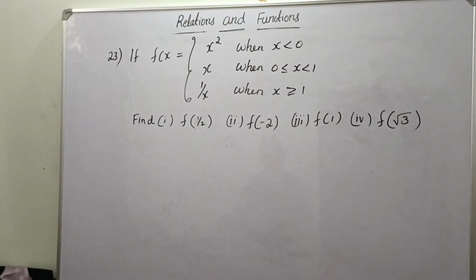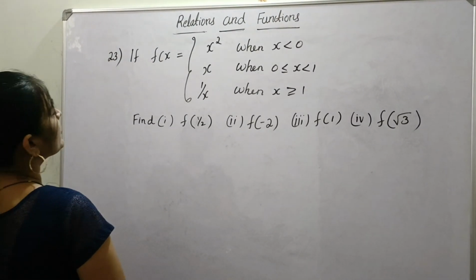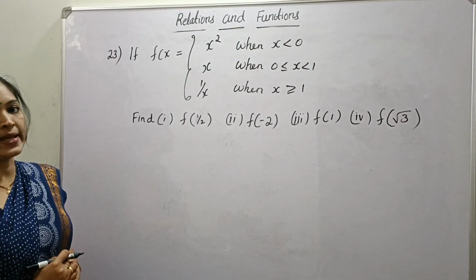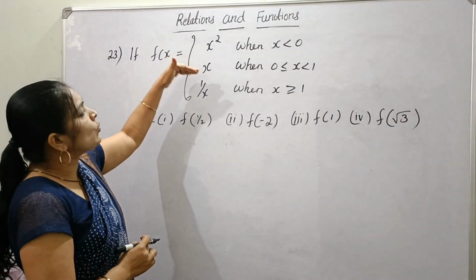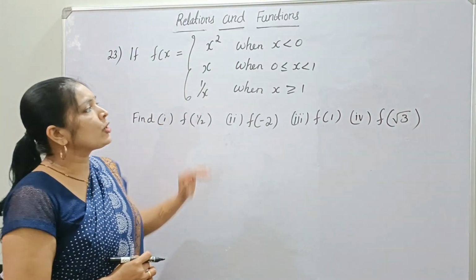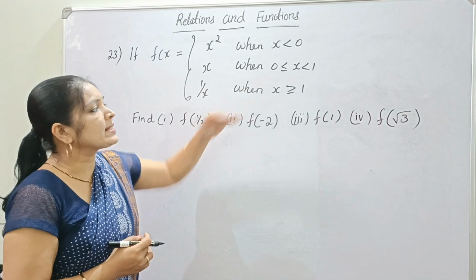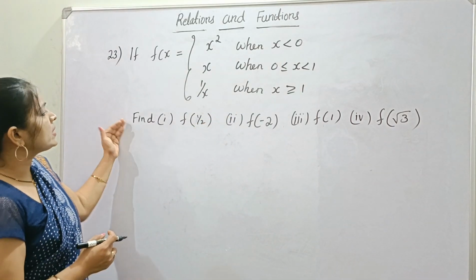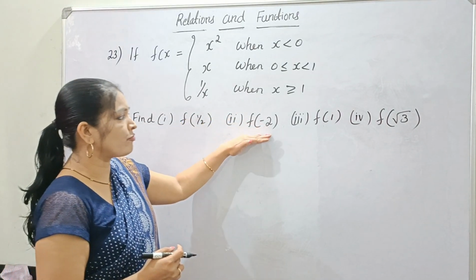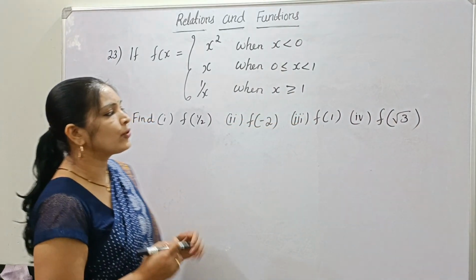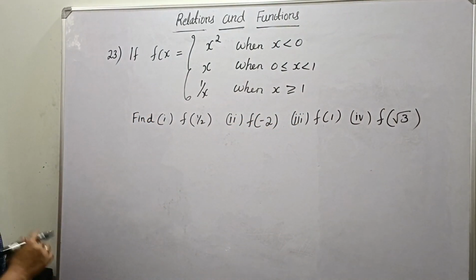The next question. If f of x is equal to x square when x less than 0, f of x is equal to x when 0 less than or equal to x less than 1, f of x is equal to 1 by x when x greater than or equal to 1, find f of 1 by 2, f of minus 2, f of 1, f of root 3. Okay, let us find one by one.